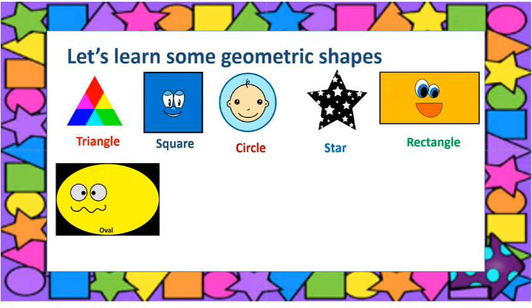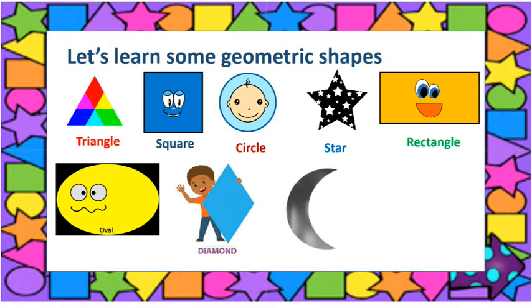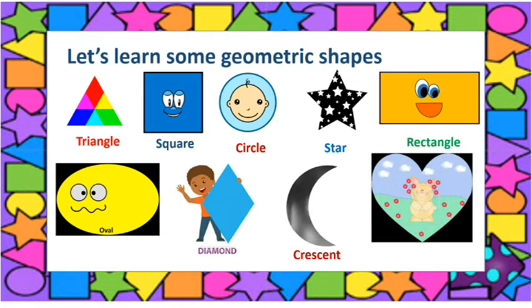Oval. Oval is also a geometric shape. Diamond. What shape is this? It is a crescent. Oh, it is a heart. These are some of the examples of geometric shapes.